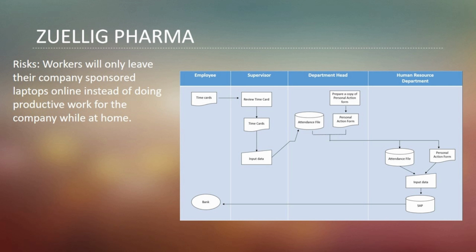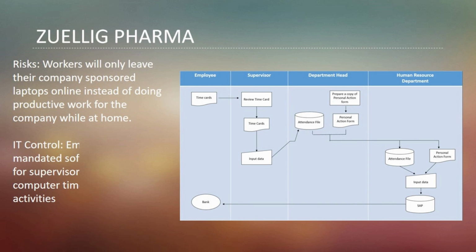The second risk would be that workers will only leave their company-sponsored laptops online and check emails instead of doing productive work for the company while at home. To control this risk, the company could employ company-mandated software updates within rented items to give supervisors authorization to access computer timestamps of activities, like participating in Zoom calls, checking on the making of time-bounded sales analysis charts, and also productivity in teams producing outputs.